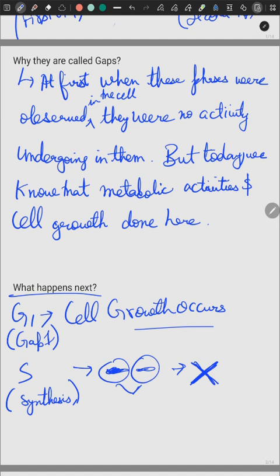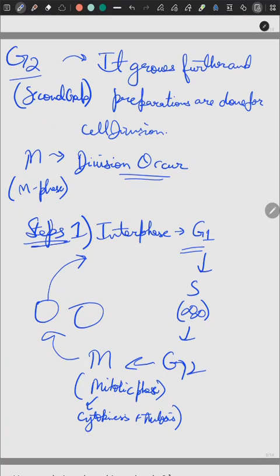Next comes the G2 phase, the second gap. In this phase, the cell grows further and final preparations are done for the cell division. Last, what is left? The M phase. Here the division occurs, and the cell divides properly.